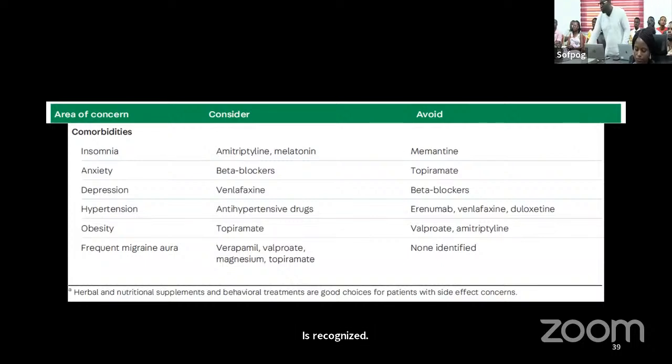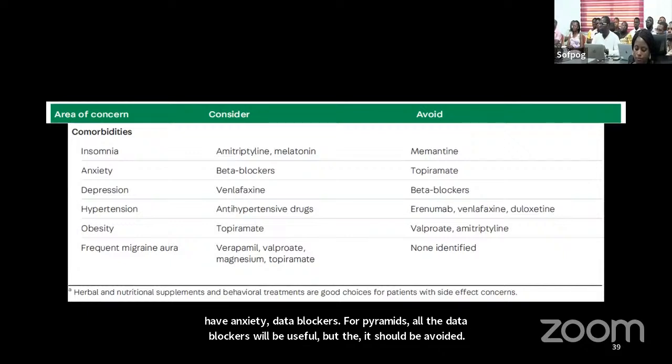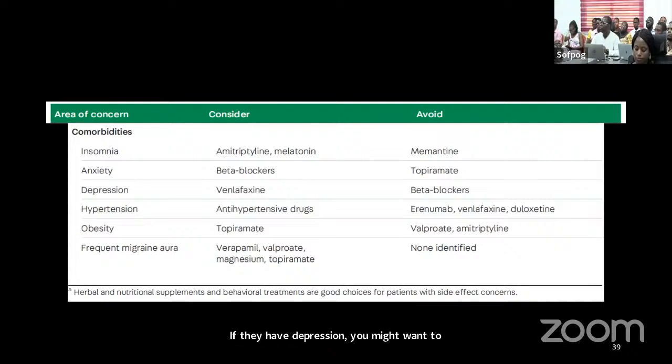Right, so also if the patient has insomnia, you may want to consider amitriptyline or melatonin that will help with your sleep. If they have anxiety, beta blockers will be useful, but topiramate should be avoided. If they have depression, then you might want to consider the serotonin reuptake inhibitors. Avoid beta blockers because they have been found to be associated with depression. If they have hypertension, then antihypertensive medications which are indicated for prophylaxis can be given. You want to avoid the erenumab, venlafaxine, and duloxetine in those with hypertension. If they are obese, topiramate will help with weight loss. Avoid valproate and amitriptyline.